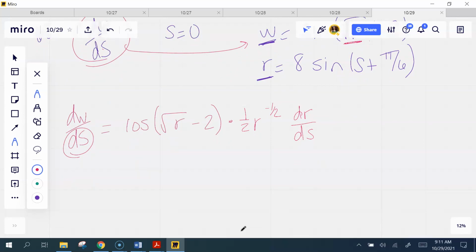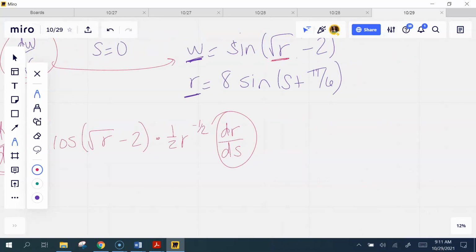Well, I'm going to keep it here, but I'm going to find out, well, what is this? Because I need a value. That's the derivative of this one. So dr ds is going to be 8 cosine, over 6. You find that and then plug it in right there. Right? You gotta do the inside. But I'm with respect to s, so I'm good with this just being a 1. I don't have to do ds ds. ds ds is 1.